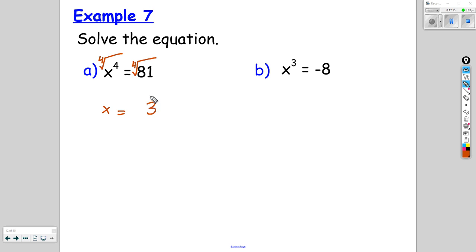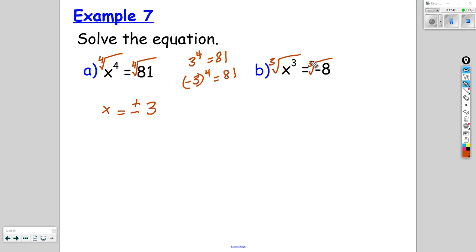But 3 is not the only thing that we could plug in for x and get 81. 3 to the fourth power is 81, but also negative 3 to the fourth power is 81. So our solution is actually positive and negative 3. So this is much like our quadratics that we've solved before. In part B now, to get rid of the third power, we're going to take the cubed root.